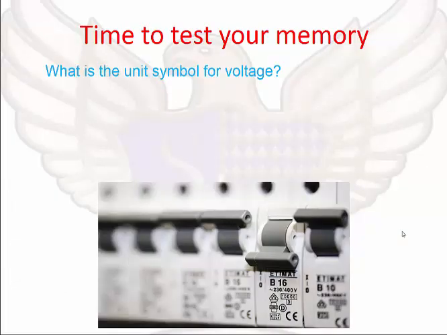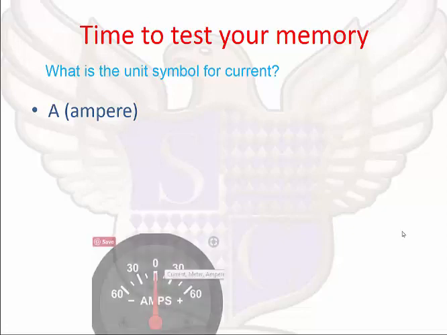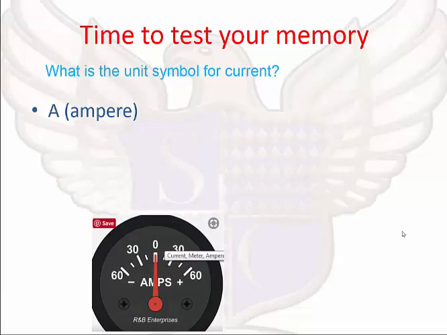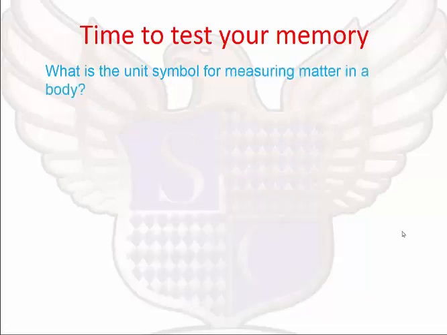Time to test your memory. What is the unit symbol for voltage? I'm sure the picture has given it away. V for volts. What is the unit symbol for current? A for ampere. What is the unit symbol for resistance? Ohms. What is the unit symbol for measuring matter in a body? What do you reckon? Kilogram, kg.